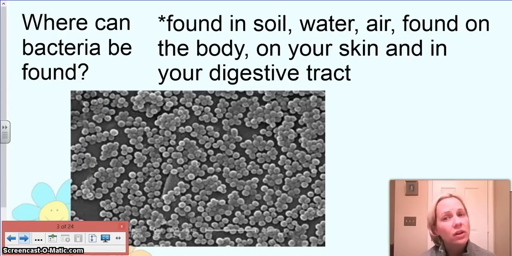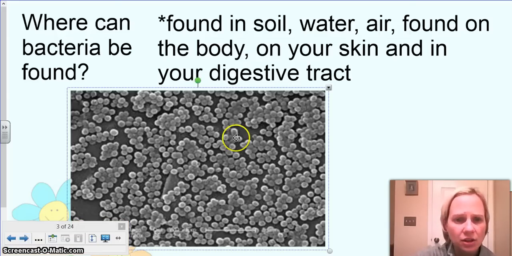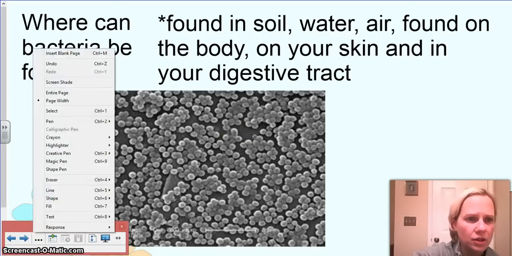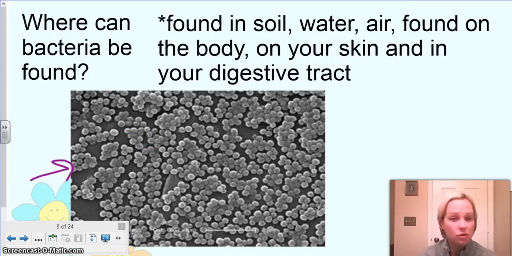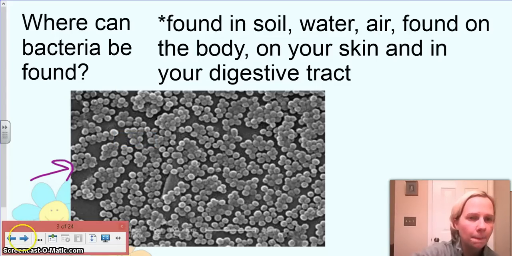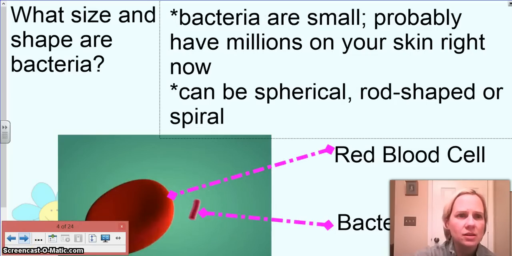We're going to find bacteria in the soil, in the water, and as airborne bacteria that you breathe in. You can find them on your body, on your skin, and all in your digestive tract. These are different bacteria that you see within this microscopic view. So those are all bacteria, okay? And what size and shape are they?